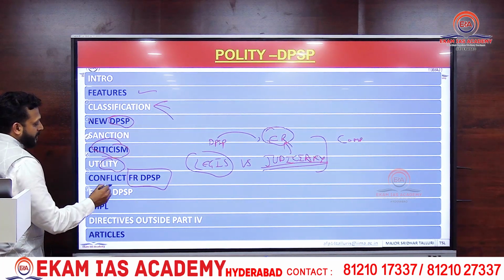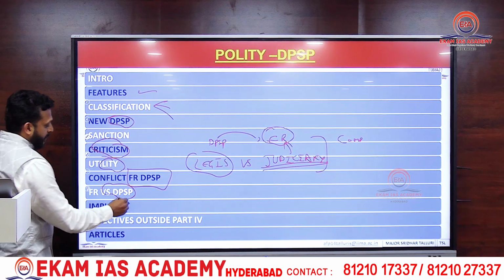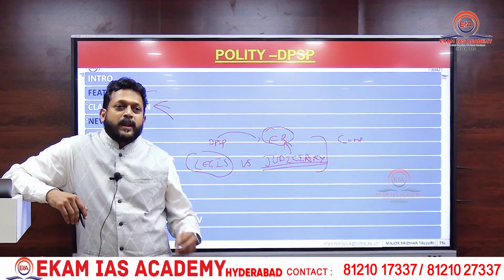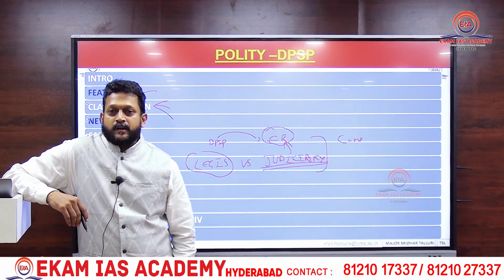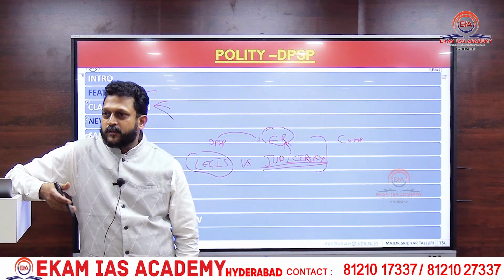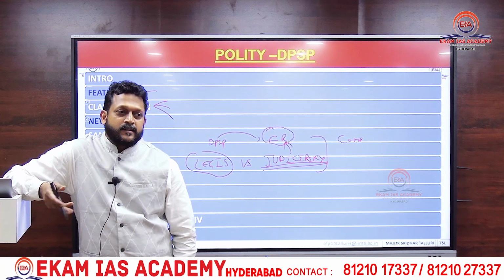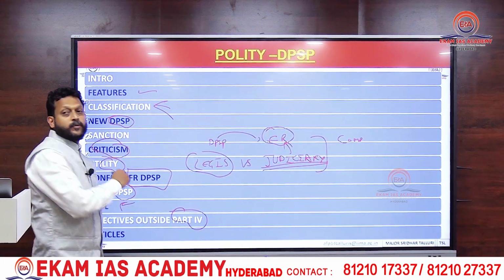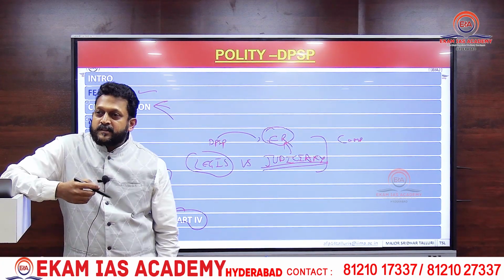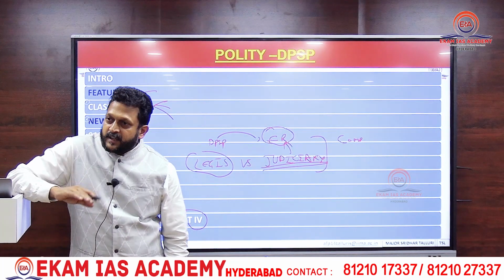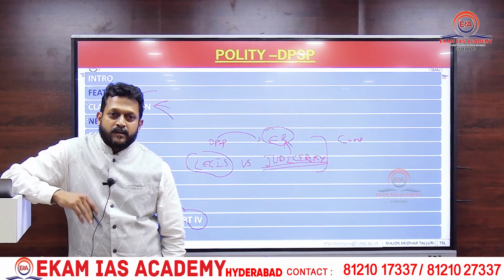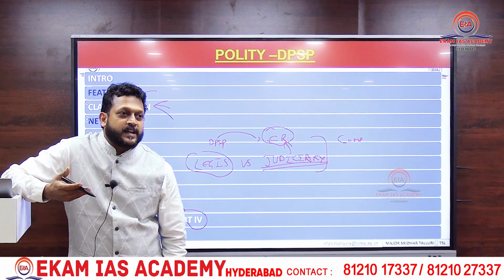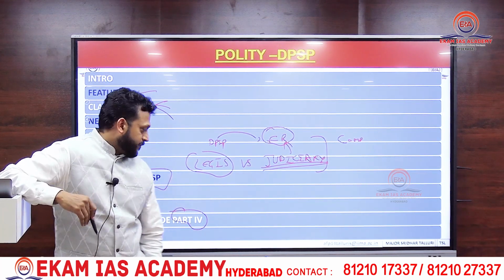Thereafter, fundamental rights versus DPSP, and for implementing directive principles, so many laws have been enacted by the government of India and even the respective governments of states also. I have given the list of those acts for reference purpose, okay. And what are the directives outside part 4? Directive principles of state policy are the directives for the state, whether central government or state government, to follow them for the establishment of a welfare state but not a police state, okay.